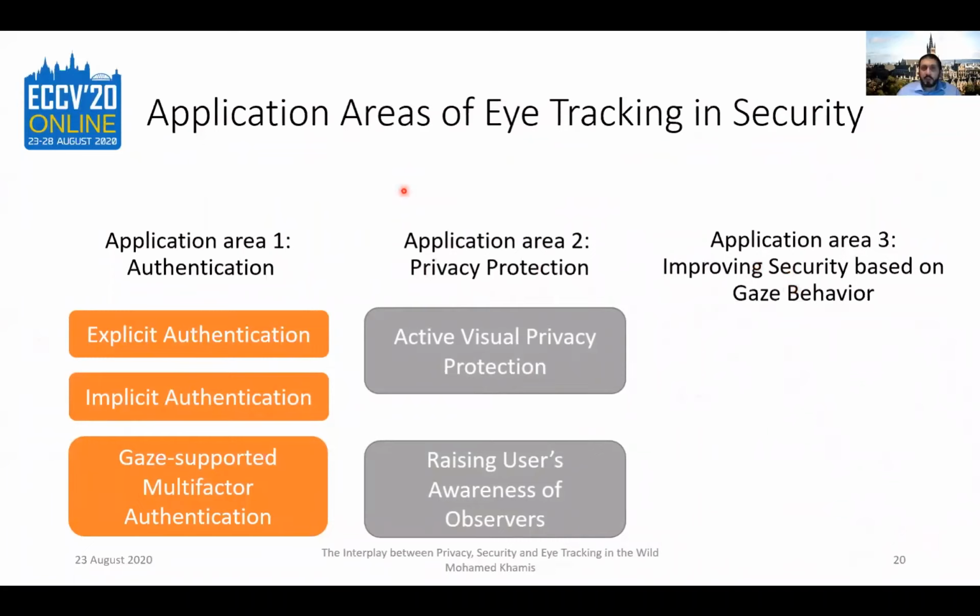But actually, as I said earlier, the vast majority of the work done is in authentication, which is also, as I will say later, an opportunity for researchers to dig deeper and to look more into how can we protect privacy using eye tracking and how can we improve security based on gaze behavior, because there is much less done in this area. And I think it's a shame because there's a lot of opportunities in there.